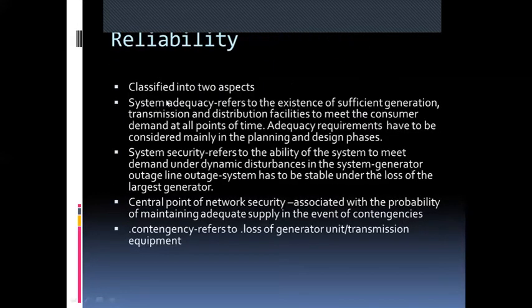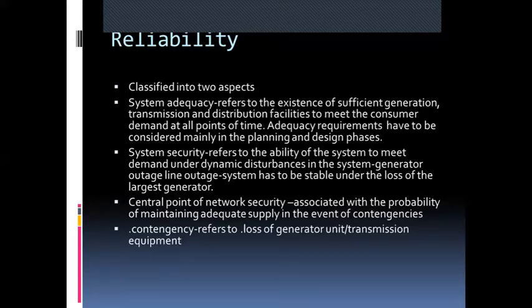Now, it is mainly classified into two aspects. System adequacy refers to the existence of sufficient generation, transmission and distribution facilities to meet the consumer demand at all points of time. Adequacy requirements have to be considered mainly in the planning and design phases.